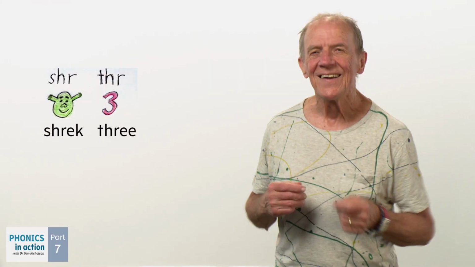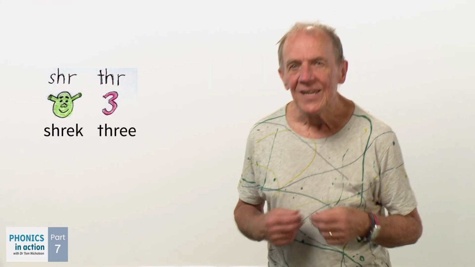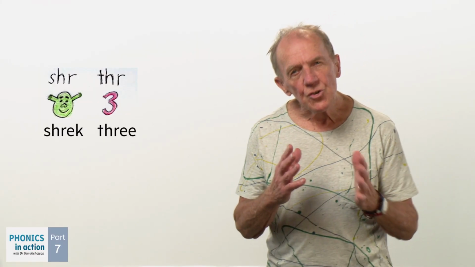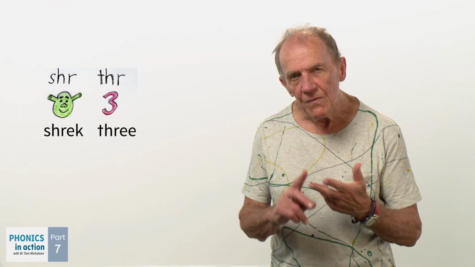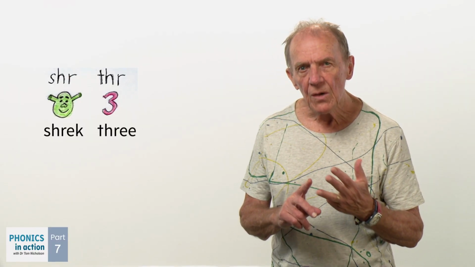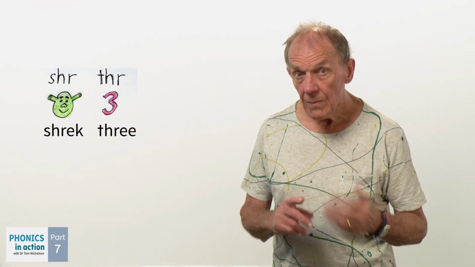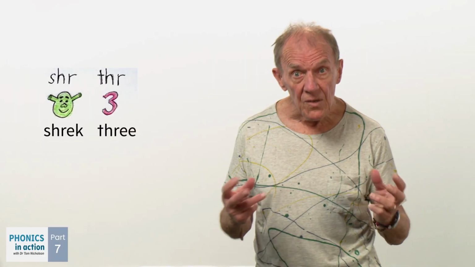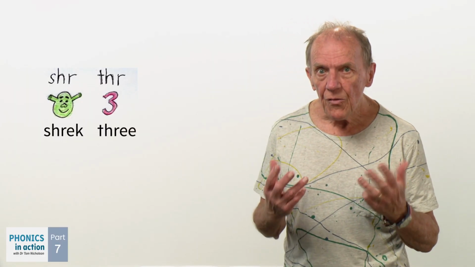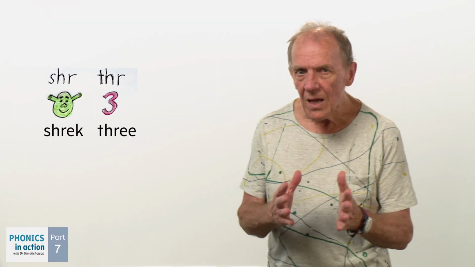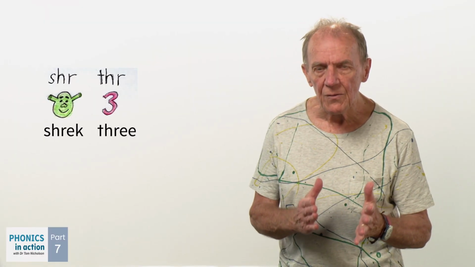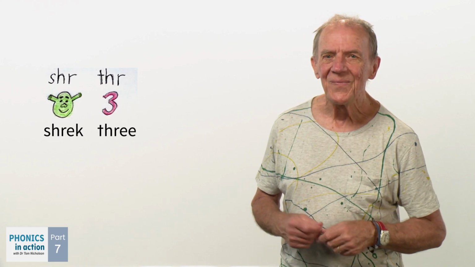Shrek, three. Did you notice that Shrek has 5 letters but only 4 sounds? And three has 5 letters and only 3 sounds. This is because 1 sound is a consonant digraph. Well, we're at the end of that one. That's it. Consonant clusters, all done.